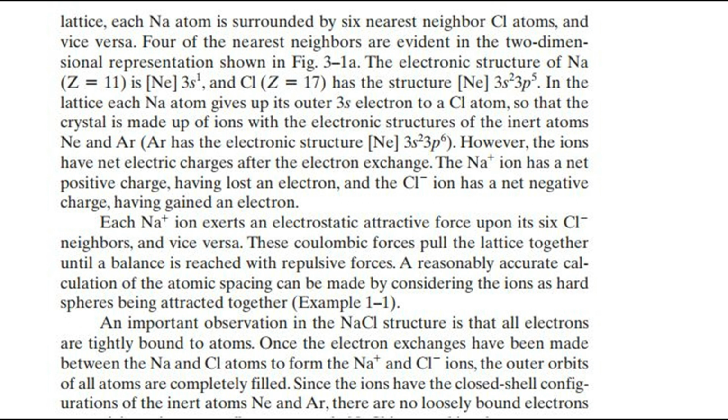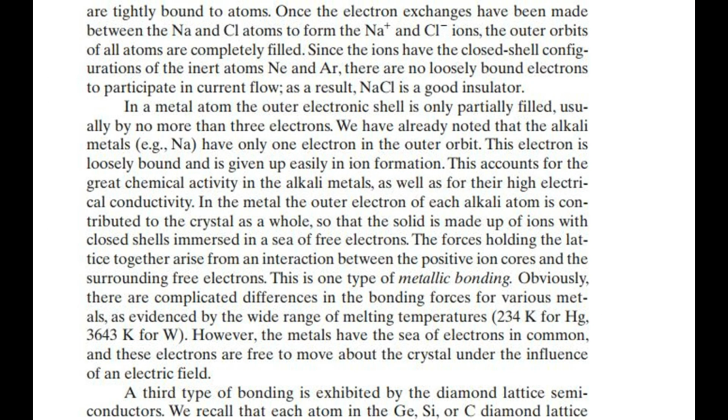A reasonably accurate calculation of the atomic spacing can be made by considering the ions as hard spheres being attracted together, example 1.1. An important observation in the sodium chloride structure is that all electrons are tightly bound to atoms. Once the electron exchanges have been made between the sodium and chlorine atoms to form the sodium positive and chlorine negative ions, the outer orbits of all atoms are completely filled. Since the ions have the closed shell configurations of the inert atoms neon and argon, there are no loosely bound electrons to participate in current flow. As a result, sodium chloride is a good insulator.